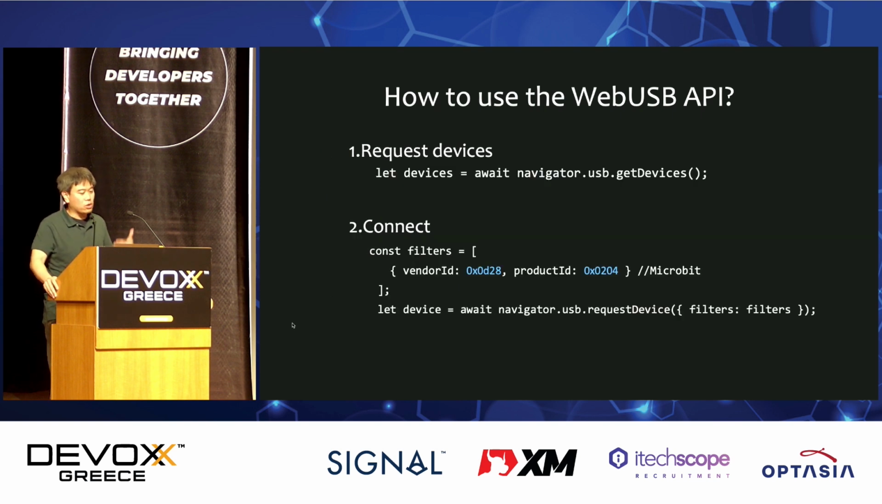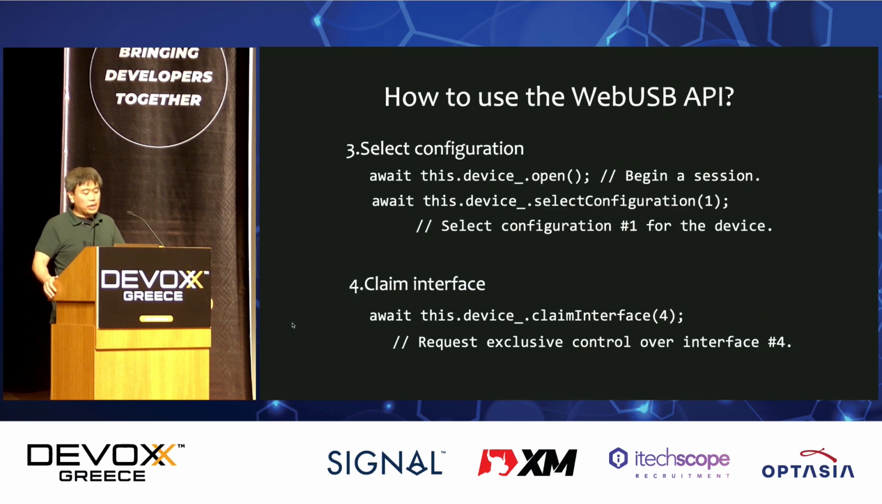So for requesting the device, I would use navigator.usb.getDevices to get the list of devices that are available. Then it would prompt something on the screen that you can filter using navigator.usb.requestDevice, and you filter it with the vendor ID. So you need to identify the vendor ID and the product ID in order to connect to it. And then you select the configuration: this.device.open, and then this.device.selectConfiguration. So once you have the configuration, you can claim the correct interface.